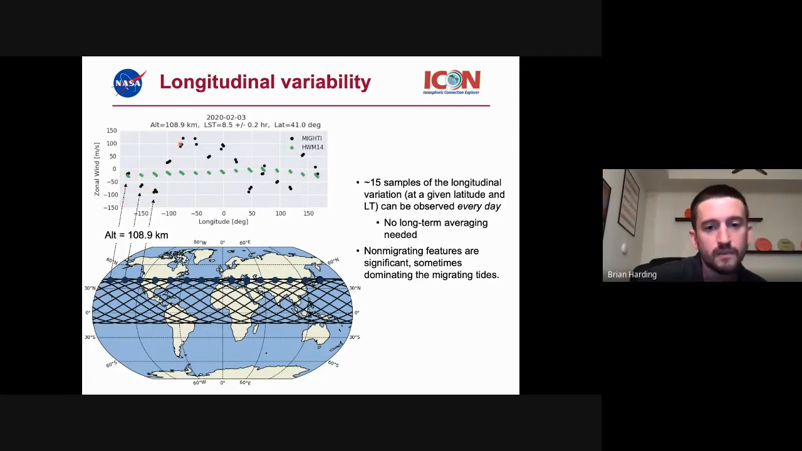So, for this sort of analysis, to understand longitudinal patterns at a given local time, you don't need to do any averaging hardly at all. The longitudinal pattern can be observed every day. And what this shows is there's a significant amount of longitudinal variability that we see in the winds, even down in the lower thermosphere. This rivals the strength of the migrating tide, and of course doesn't show up in climatological models that don't have non-migrating tides.